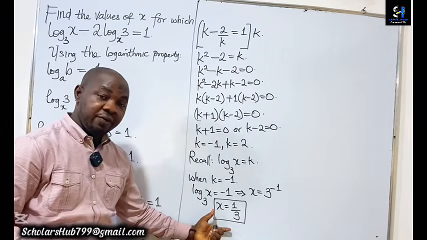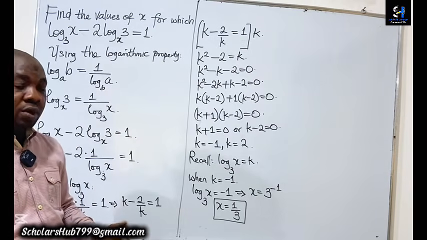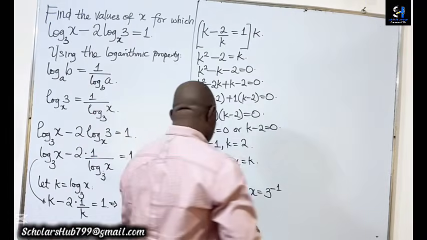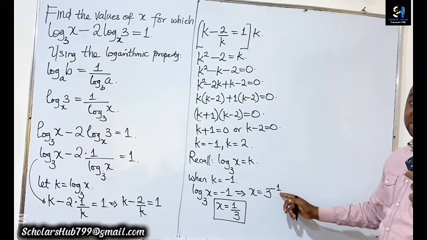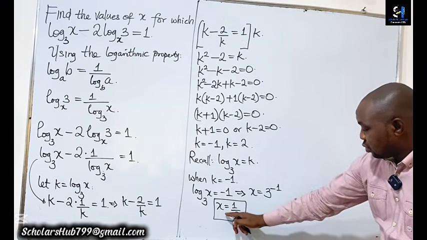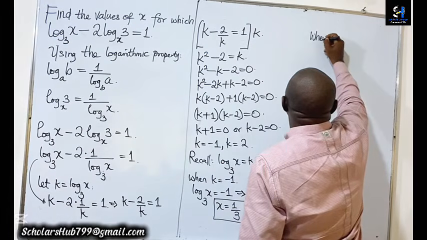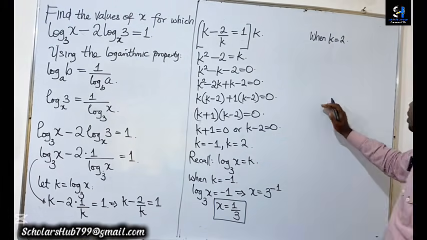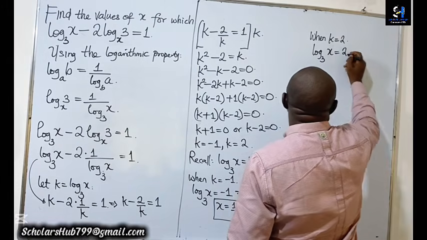So this is the value of x when k is equal to minus 1. Let's not forget that 3 raised to the power of minus 1 is a negative index, negative power, and that is what gives us 1 over 3. Also, when k is equal to 2, we know that log to base 3 of x is equal to 2.